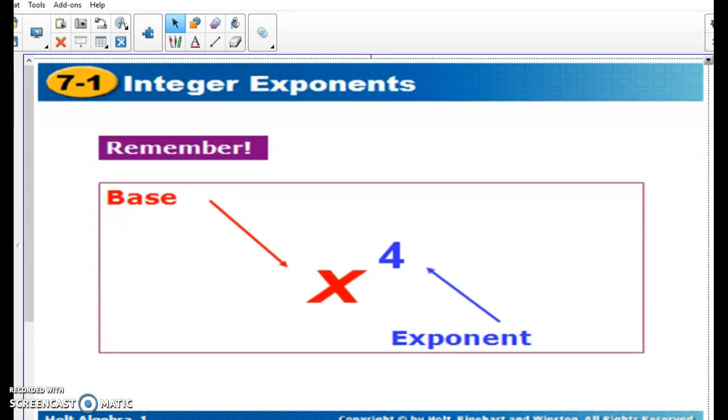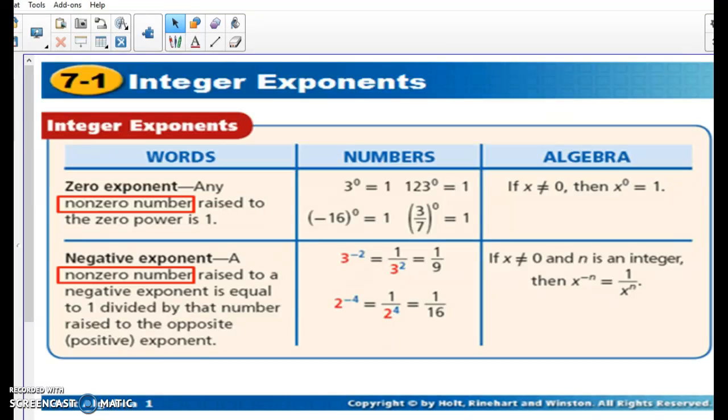Okay, so going back, the x would be our base, the 4 would be our exponent. For a 0 exponent, any non-zero number raised to the 0 power is 1. So no matter what the number is, if it's to the 0 power, it's going to be 1. Some examples here: 3 to the 0 power is still 1. 123 to the 0 power is 1. All of these numbers to the 0 power is 1.